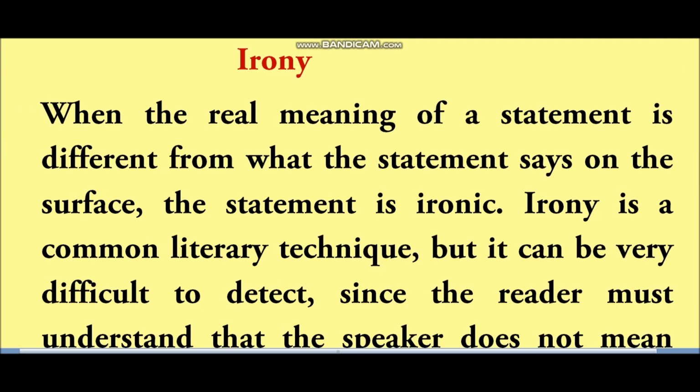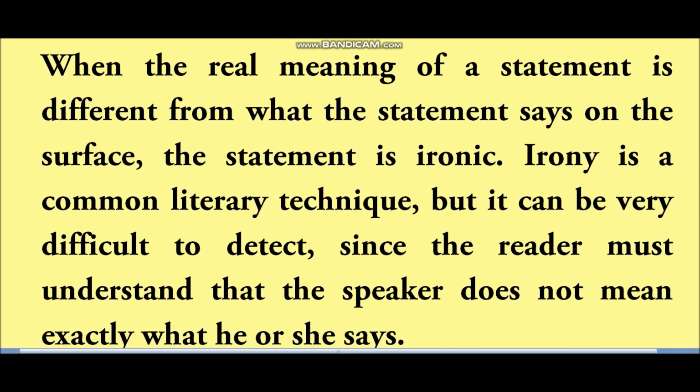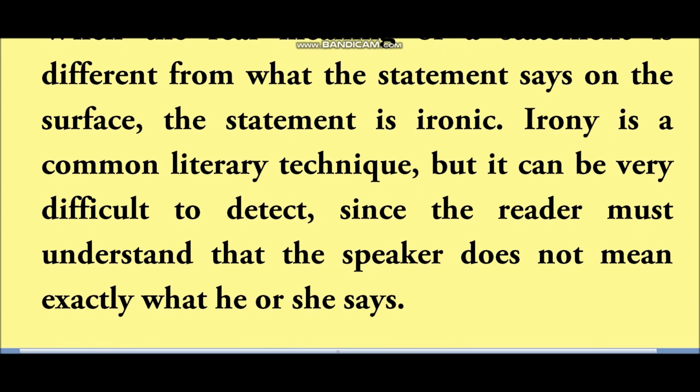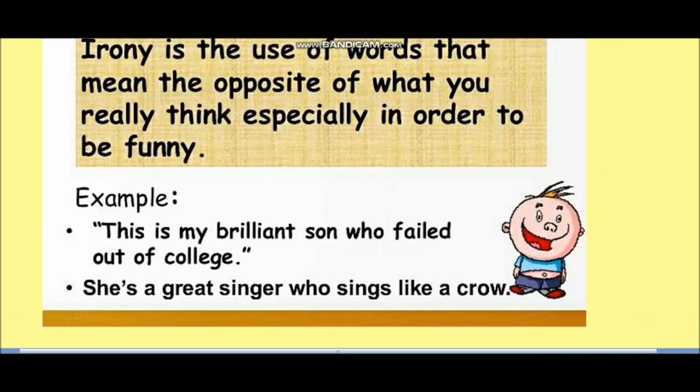Next one is irony. When the real meaning of a statement is different from what the statement says on the surface, the statement is ironic. Irony is a common literary technique, but it can be very difficult to detect, since the reader must understand that the speaker does not mean exactly what he or she says. Let us see one example. This is my brilliant son who failed out of college. Another example, she is a great singer who sings like a crow.